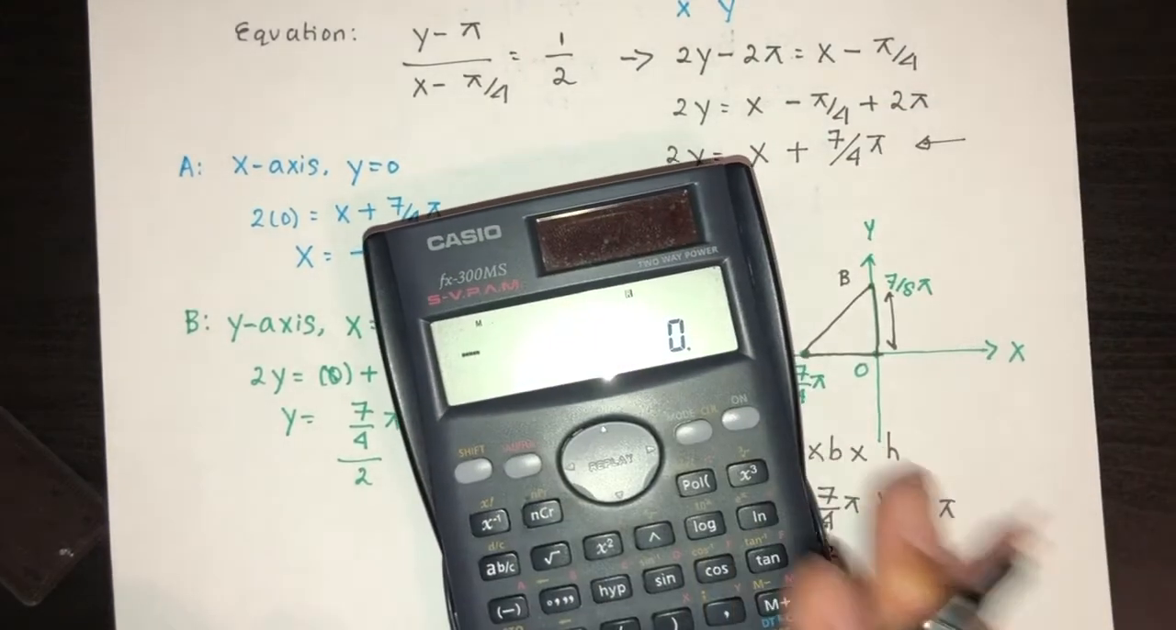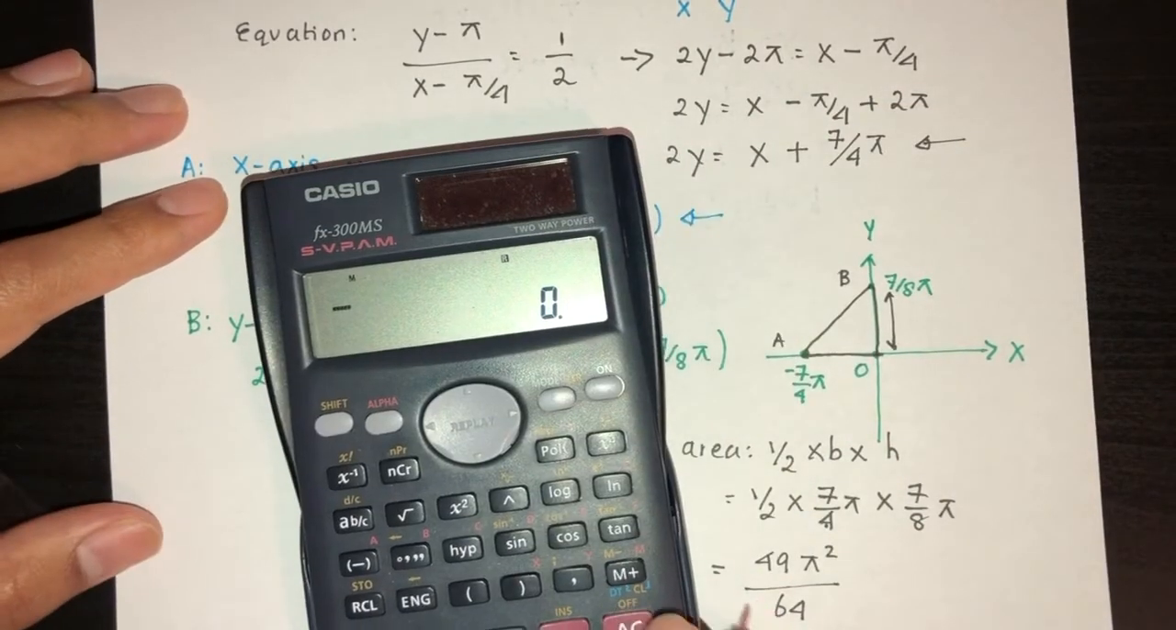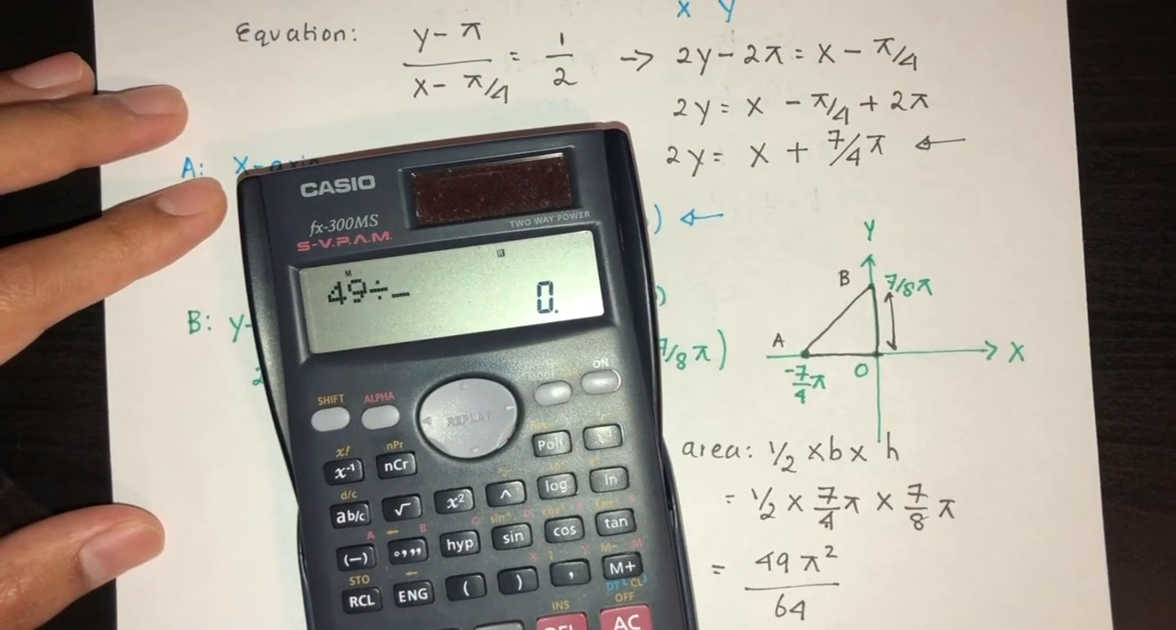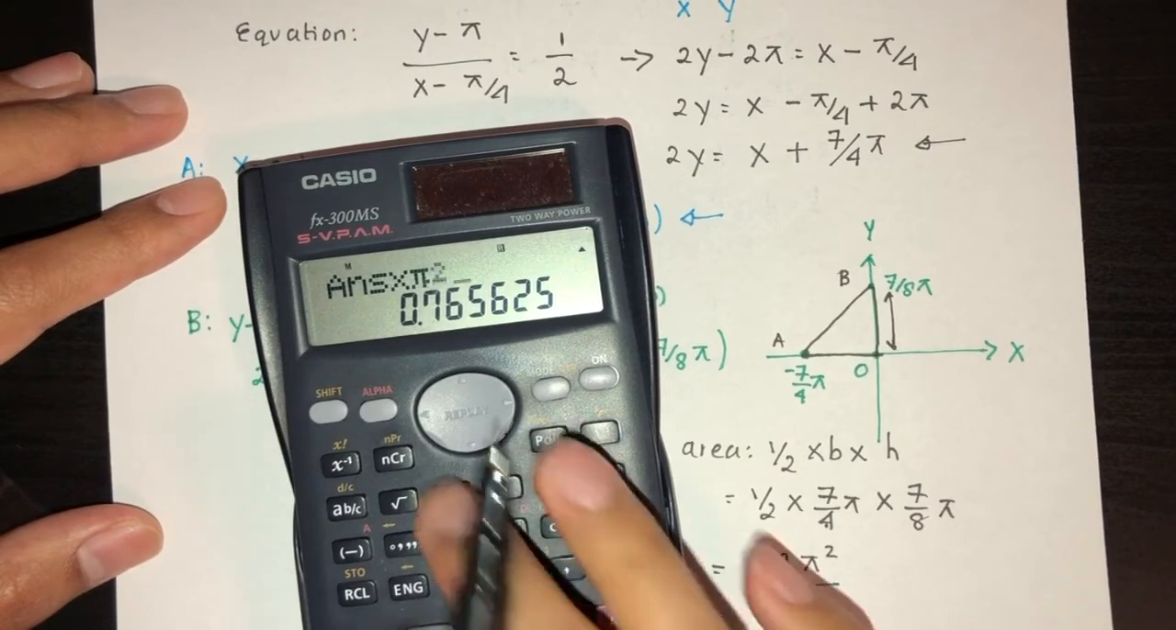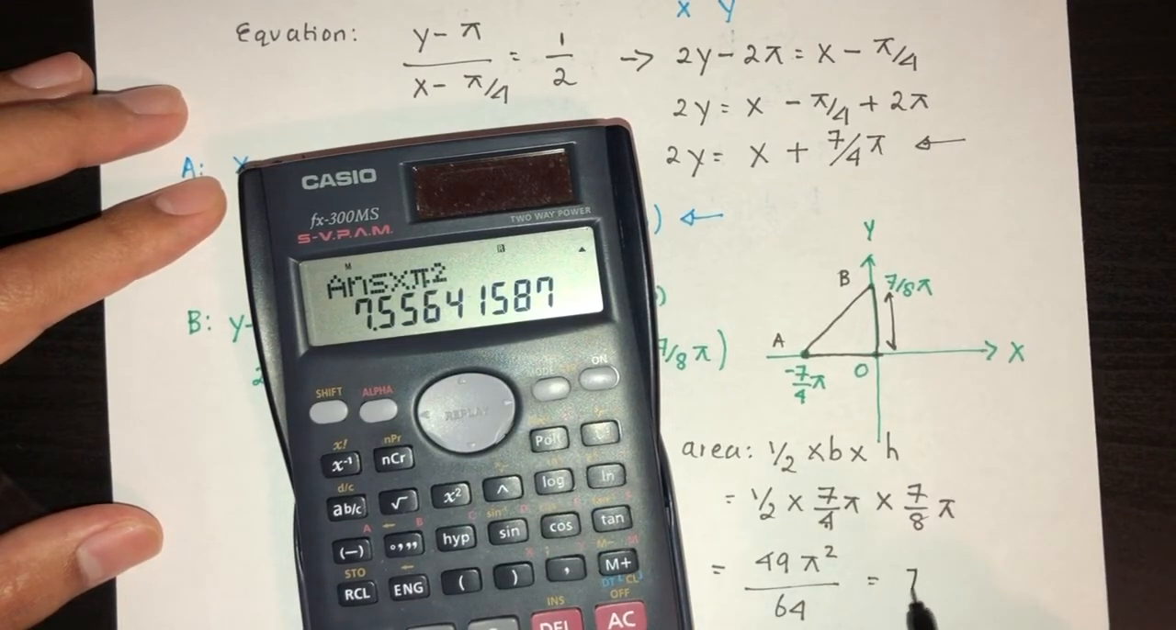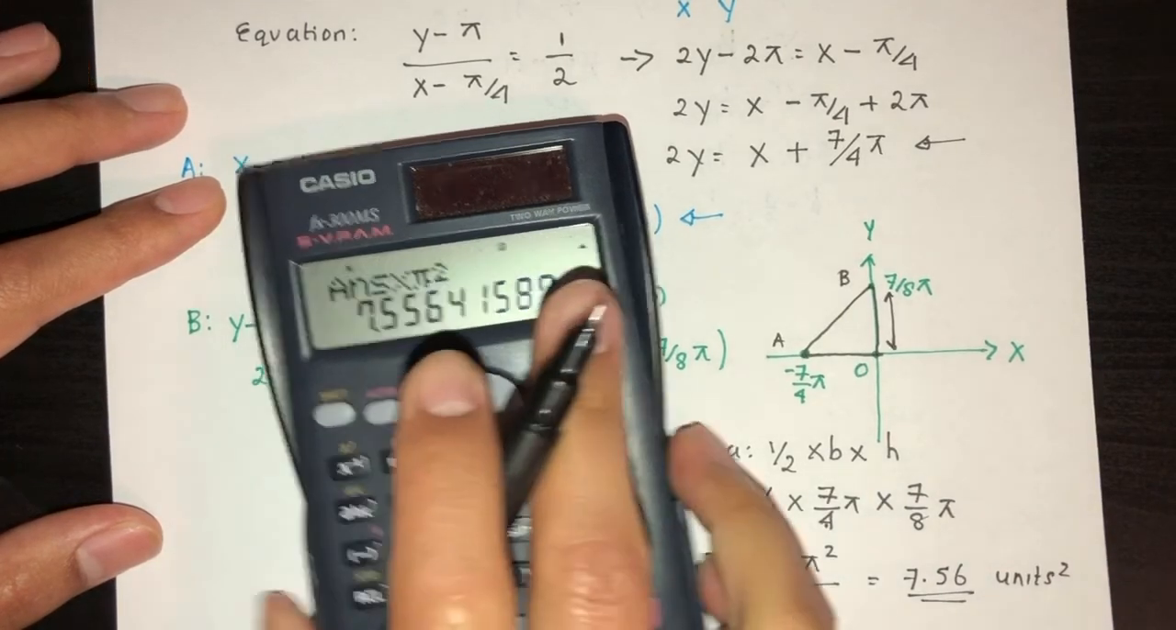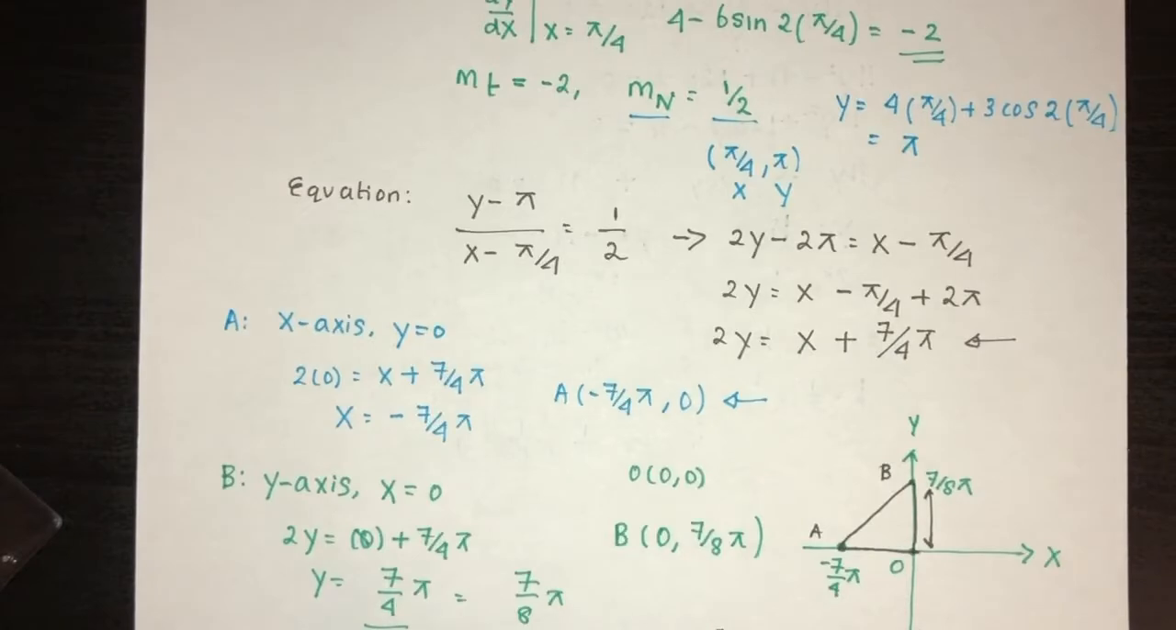But if you want to simplify, you will have 49 divided by 64 times pi square. That should be 7.56 units square if you want to write in decimal places. Okay, so that was your question number 9. Let's move on to question number 10.